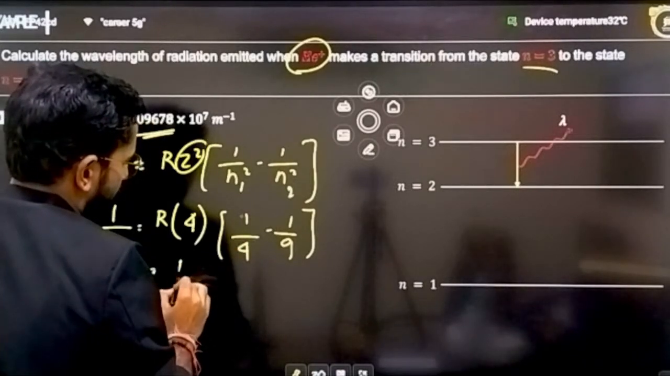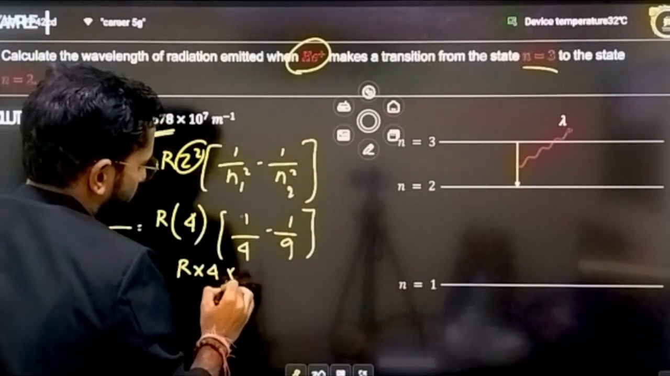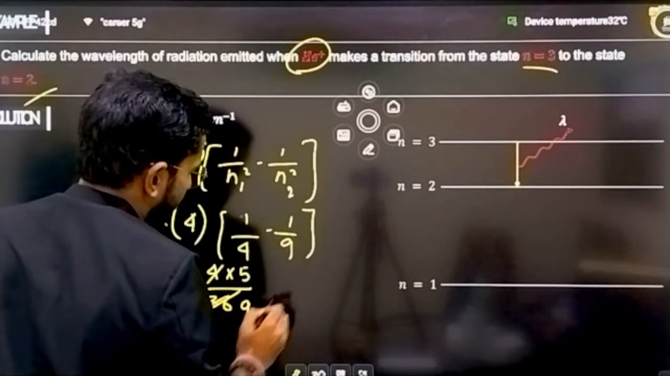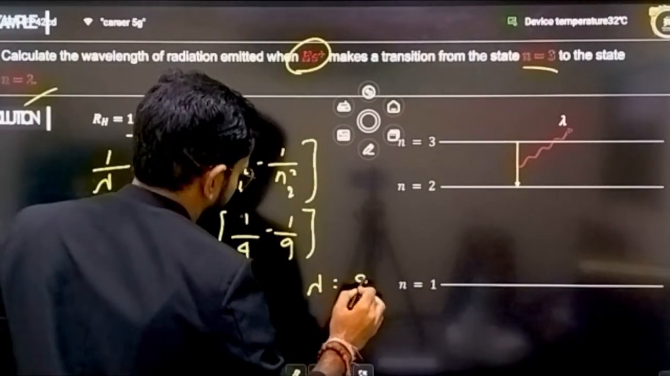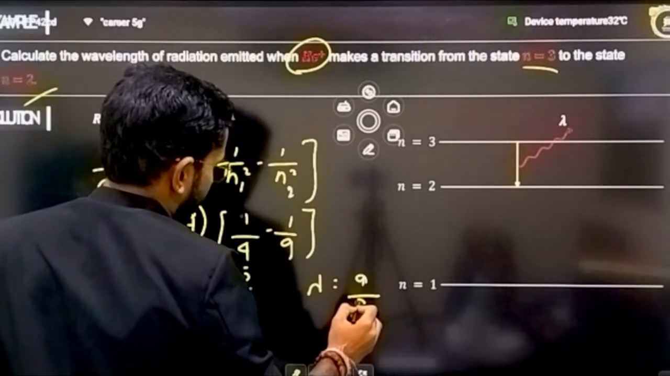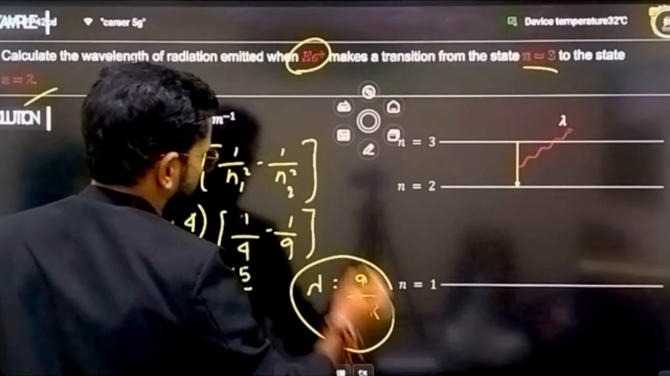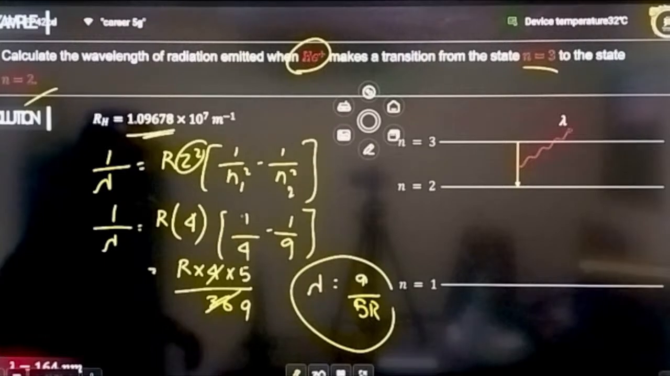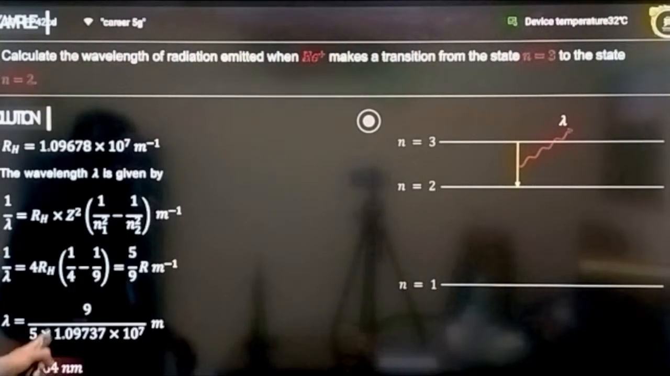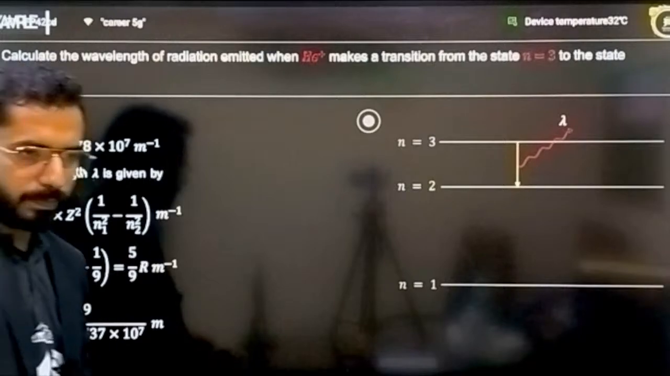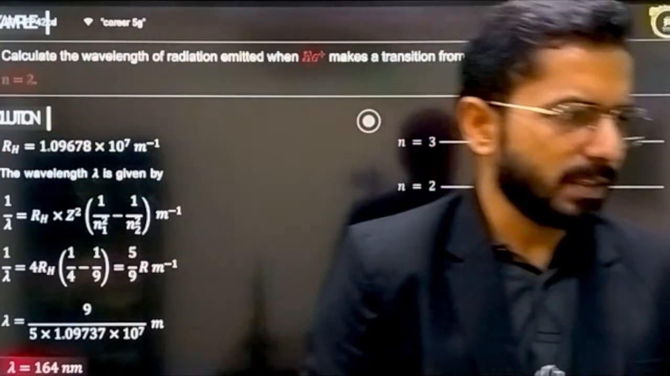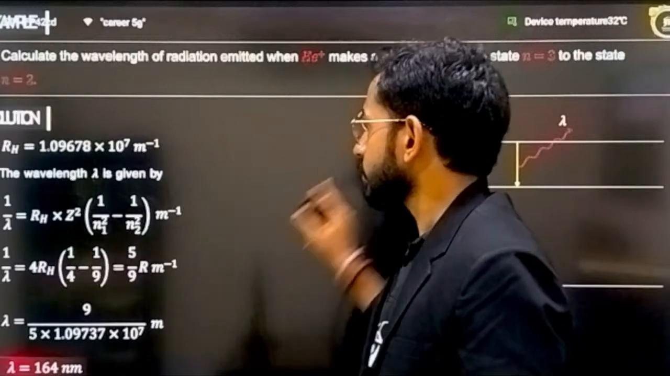5 by 36, R into 4 into 5 divided by 36. This 4 and this 36 will get cancelled, and lambda can be written as 9 divided by 5R. Lambda can be defined as 9 divided by 5R. Put the value of R, and whatever answer comes, you can check. 9 divided by 5R exactly. Correct? After that you can just put the values and check what the final result will become. Clear now?